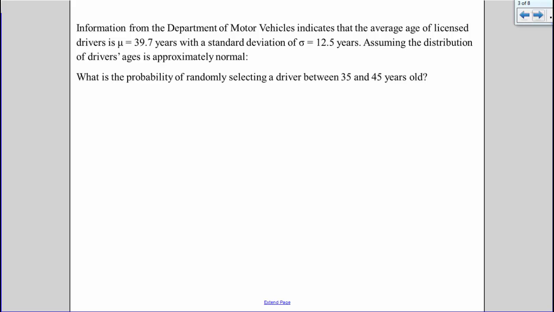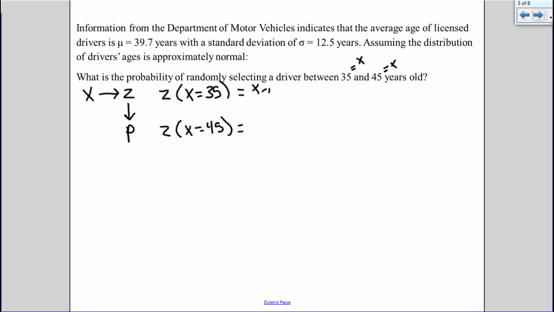Now let's look at the probability of randomly selecting a driver between 35 and 45. This one's a little bit trickier because we have two x values and we need to find the probability between them. So these are both x values in this case, but we are still taking an x value, converting it into a z-score using the z formula, and finding the probability associated with those scores. So let's go ahead and find the z-score when x equals 35 and the z-score for when x equals 45.